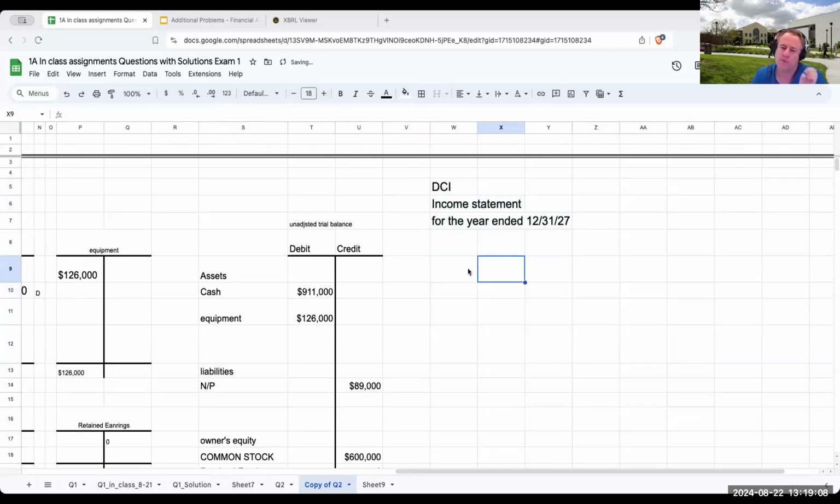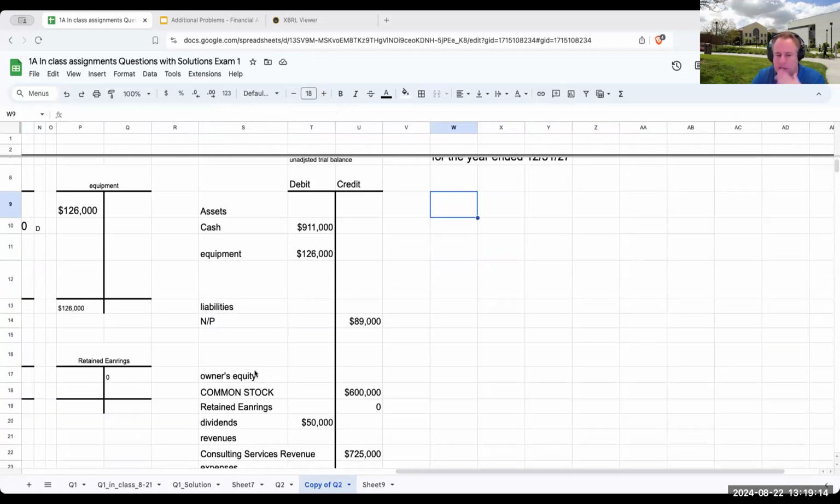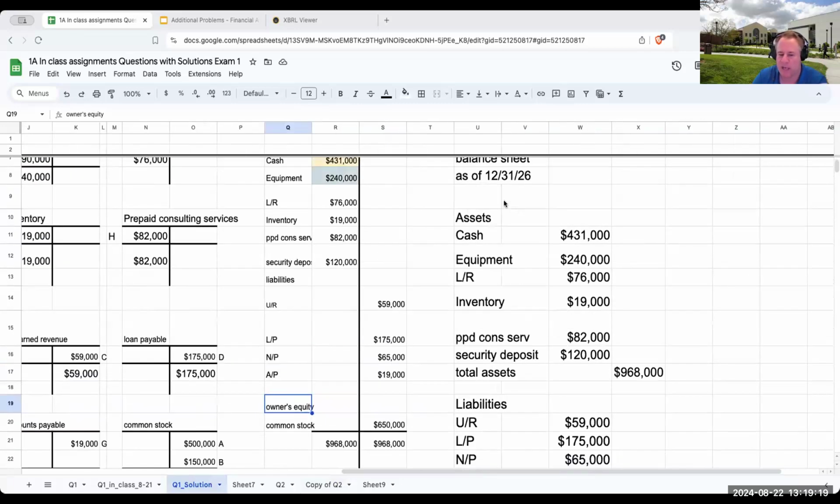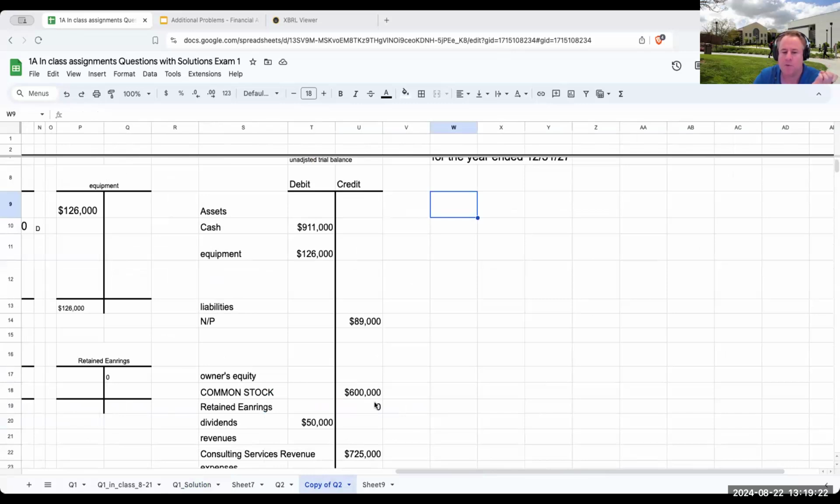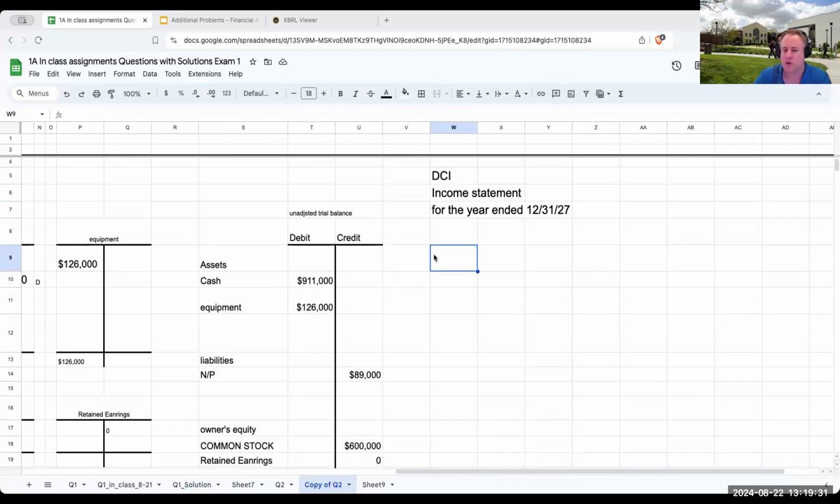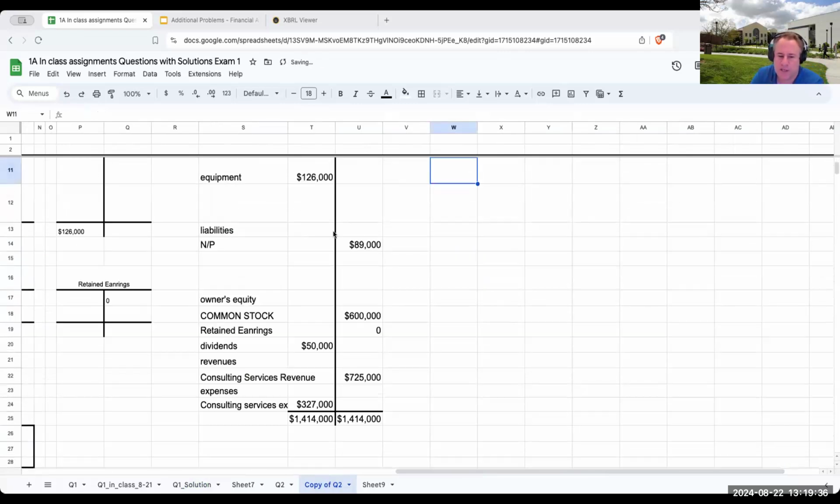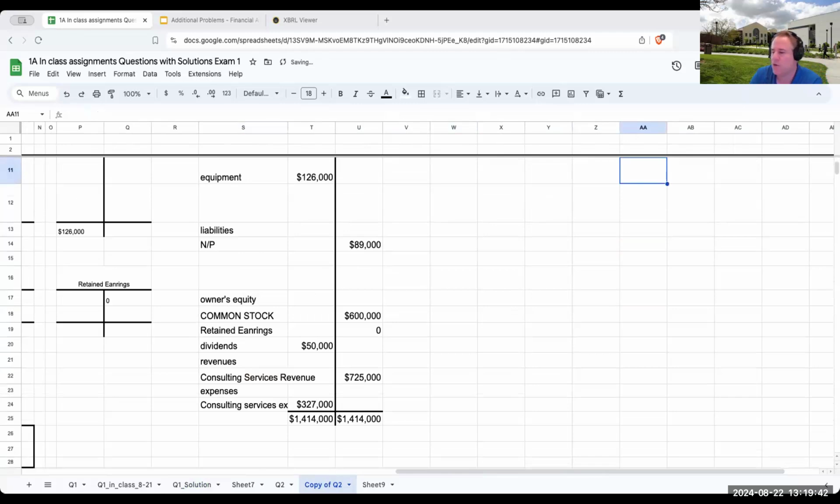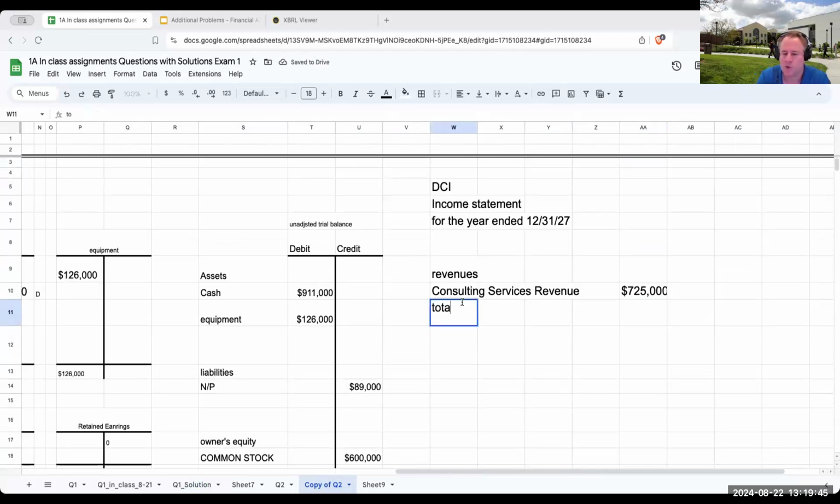Okay. So the reason why we set up the trial balance the way we do, assets, liabilities, owner's equity, and when we did this for the last problem, it was because we can create the balance sheet much easier. But over here we're doing assets, liabilities, equity, dividends, then we have revenues and expenses. So all I'm going to do here is our revenues. We have consulting services revenue, and this amount was a total of 725,000. Total revenues is going to be 725.